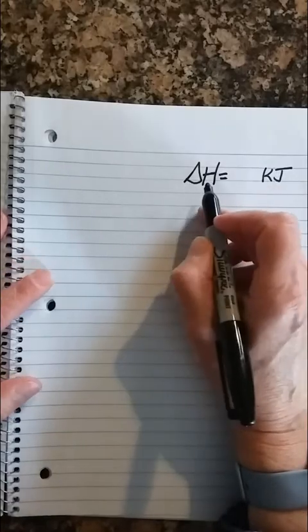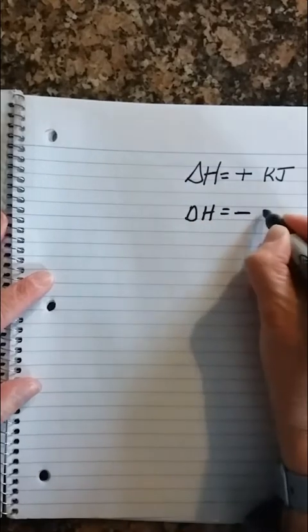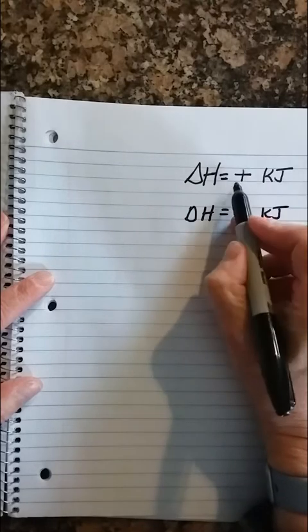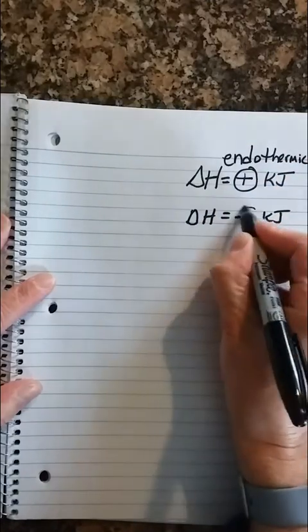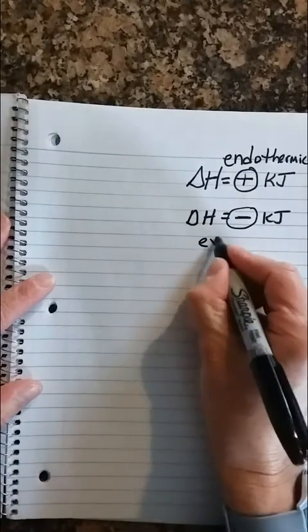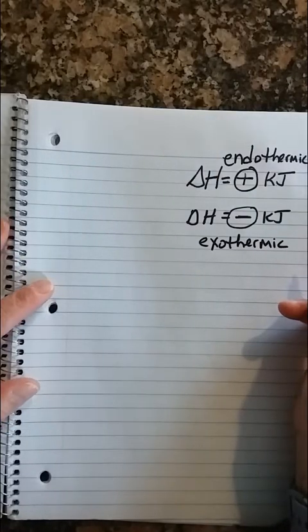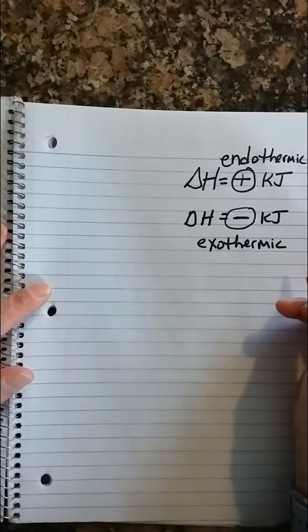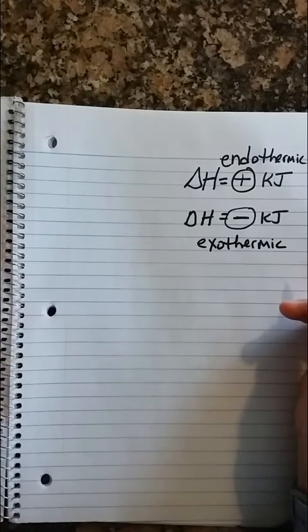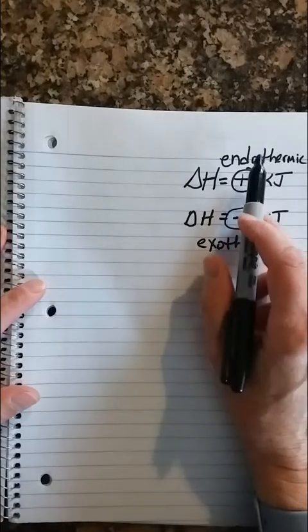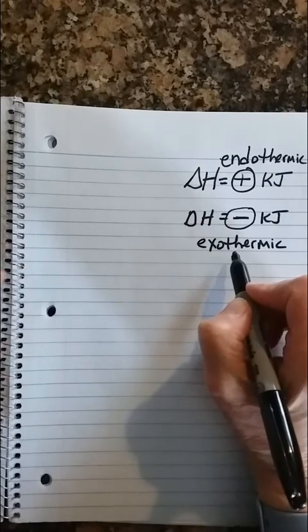Delta H can be either a positive or a negative kilojoule. Positive, negative. Heat absorbed, heat released. When it's positive, because the heat's absorbed, we call it endothermic. And when it's negative, heat is released, so we call it exothermic. Question A on every single one of the problems I gave you asked you to determine whether the reaction was endothermic or exothermic. So really all you have to do is look at the sign. If it's positive, it's endothermic. If it's negative, it's exothermic. So that's your answer for part A.